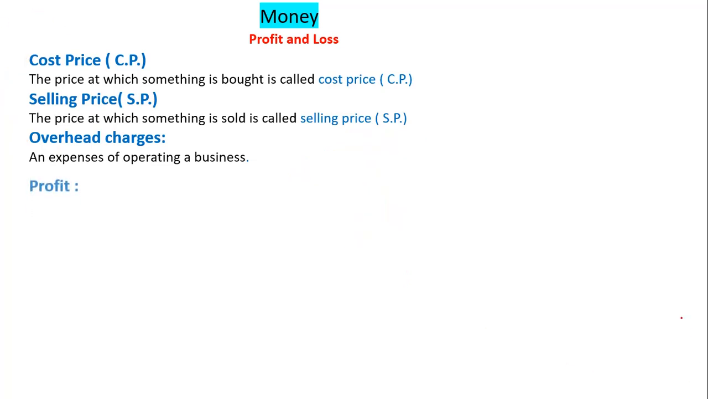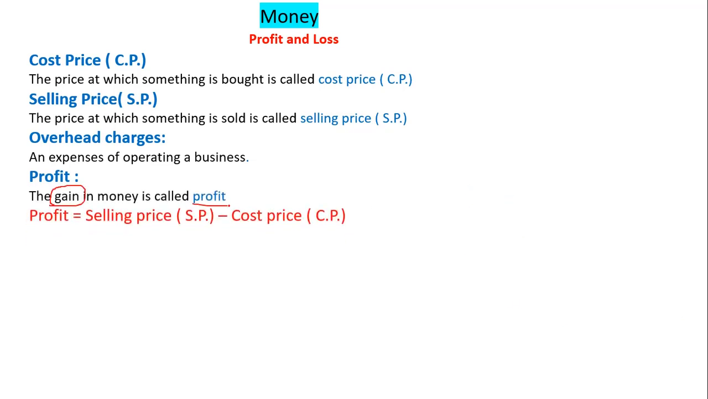Now next, profit. The gain money is called the profit. Next, we have the profit formula. How do we find the profit? It is always selling price minus cost price. Profit equals selling price minus cost price. This is the one formula you need to remember.